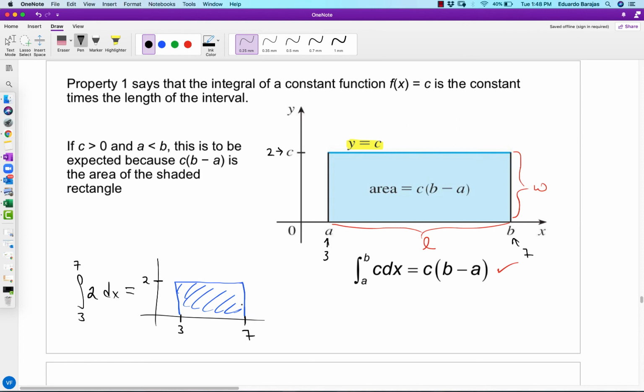So we can see that the area is just going to be the area of a rectangle. It's going to turn into something really easy to calculate. In this direction, it'll be 7 minus 3, which is equal to 4. And in this direction, this will be equal to 2. So I can say that the integral from 3 to 7 of the constant 2 dx is equal to 2 times 7 minus 3, which is equal to 2 times 4, which is equal to 8. This area equals 8.